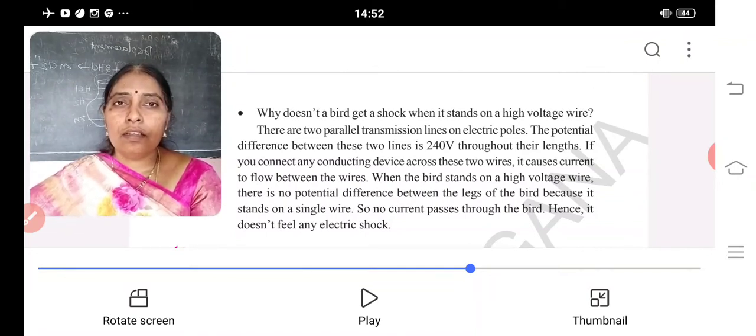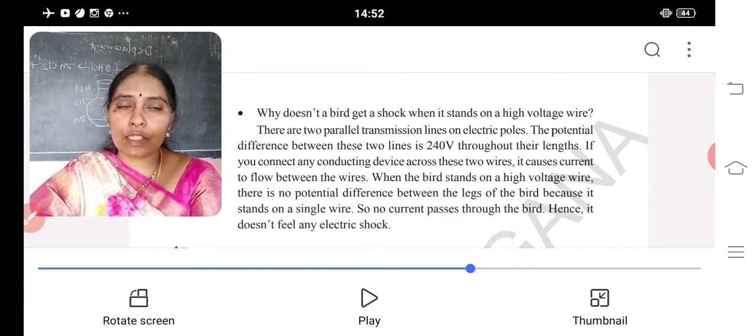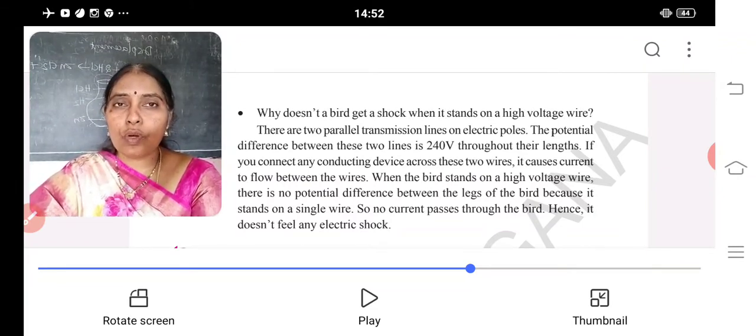From the electric poles, two wires come out. They are said to be two lines, and the voltage between the two lines is 240 volts. If the two lines are connected to any device, then it works by using the electricity. If you hold the two wires, you will get a shock.